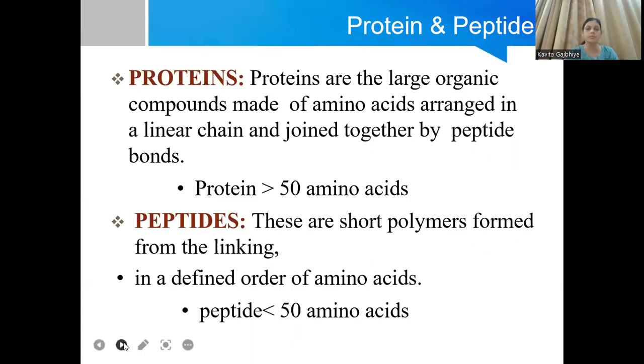Before starting protein and peptide drug delivery systems, it is necessary to understand what a protein is and what a peptide means. Proteins are large organic compounds made of amino acids arranged in a linear chain and joined together by peptide bonds. In proteins, the number of amino acids is more than 50. Peptides are short polymers formed from the linking, in a defined order, of amino acids, with fewer than 50 amino acids. This is the major difference between these two types of moieties.